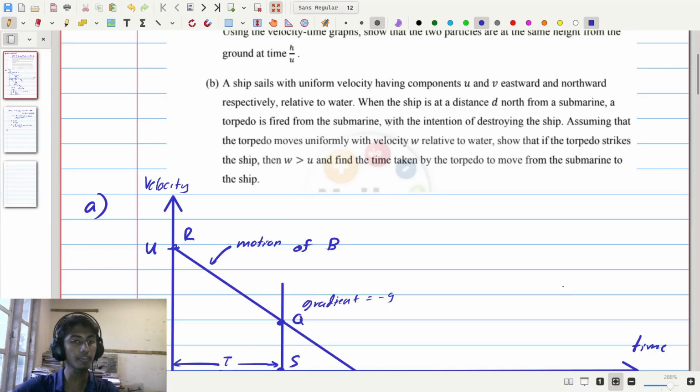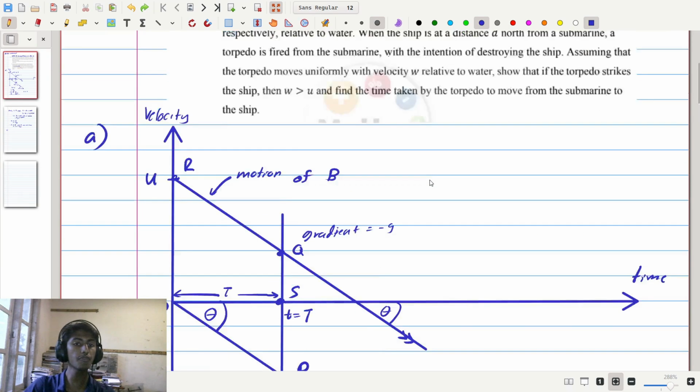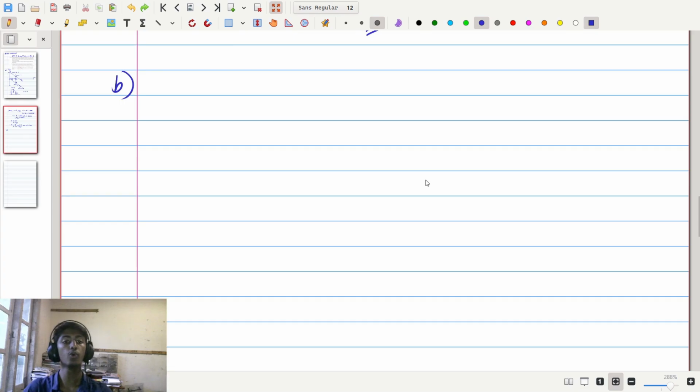Now for the second part of the question, part B, we are told that a ship sails with uniform velocity having components u and v in the eastward and northward directions respectively relative to the water. We are then told that when the ship is at a distance d north from a submarine, meaning that the ship is to the north of the submarine or the submarine is to the south of the ship, a torpedo is fired from the submarine towards the ship with the intention of hitting the ship with a velocity w.